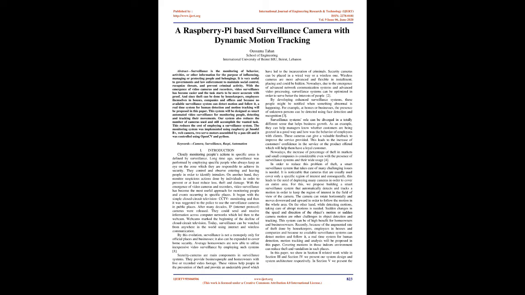By this evolution, surveillance is not a monopoly only for official places and businesses; it can also be expanded to cover home security. Average homeowners are now able to utilize inexpensive video surveillance by employing such systems. 1. Security cameras are main components in surveillance systems. They provide business people and homeowners with live or recorded video footage.